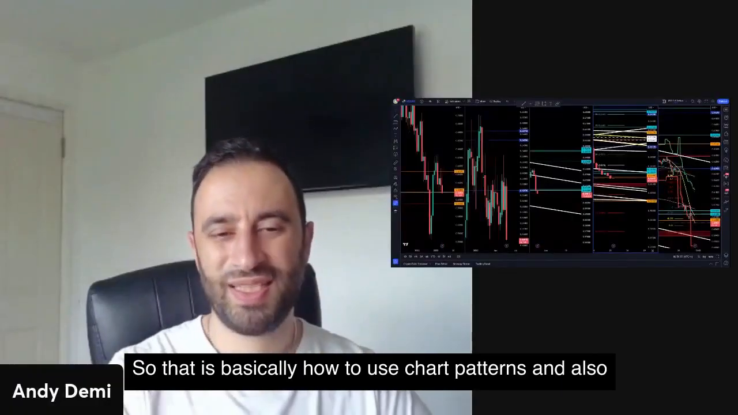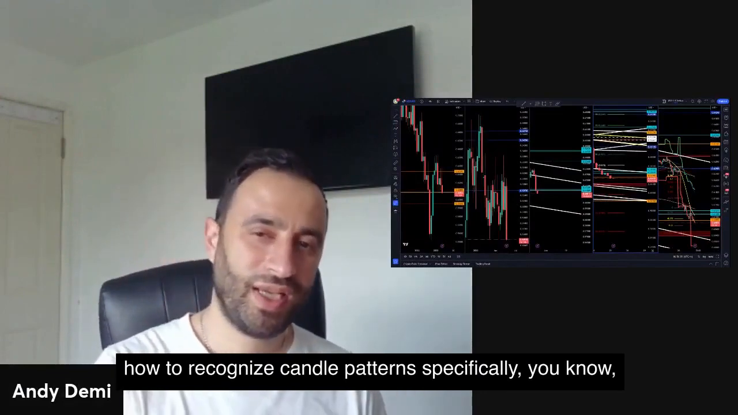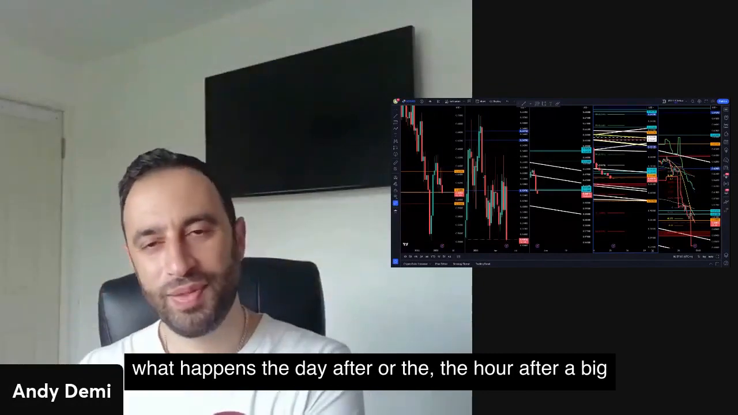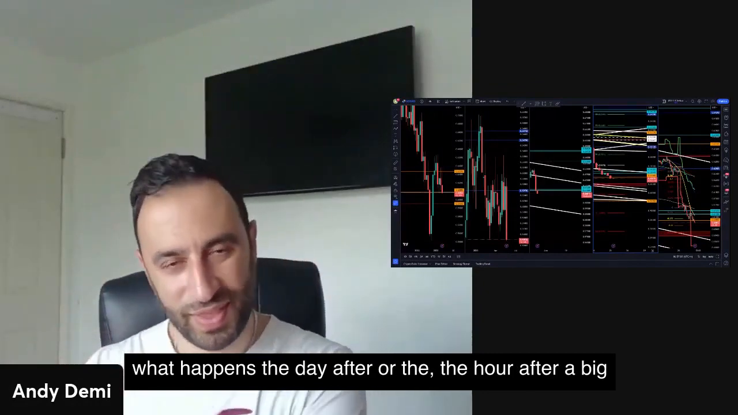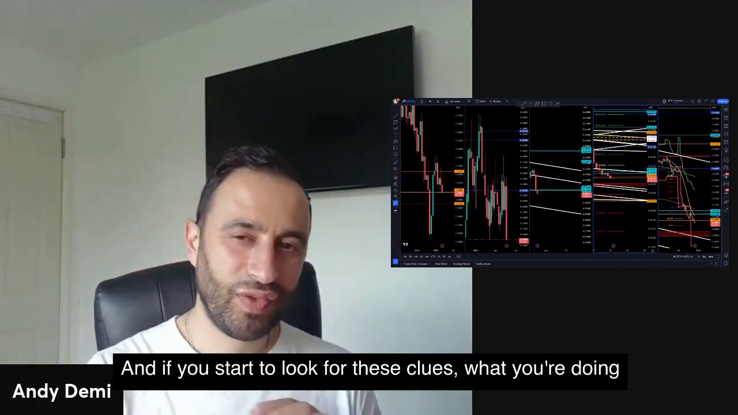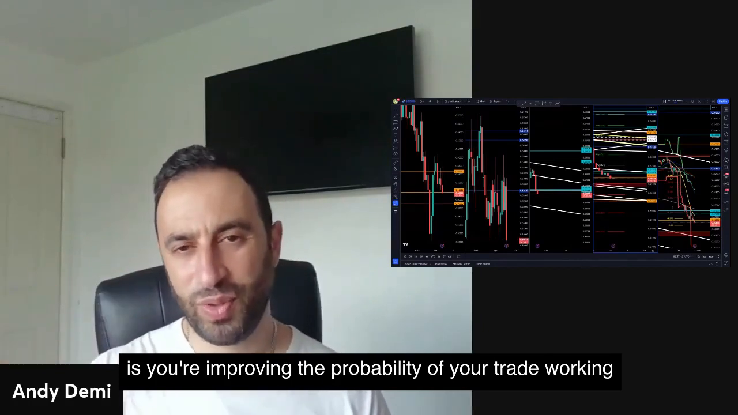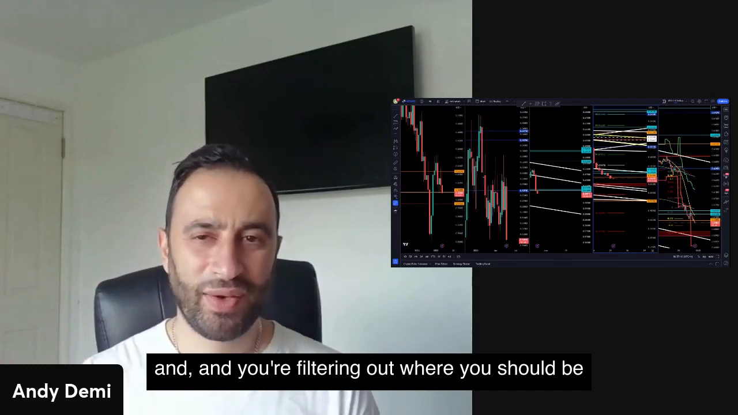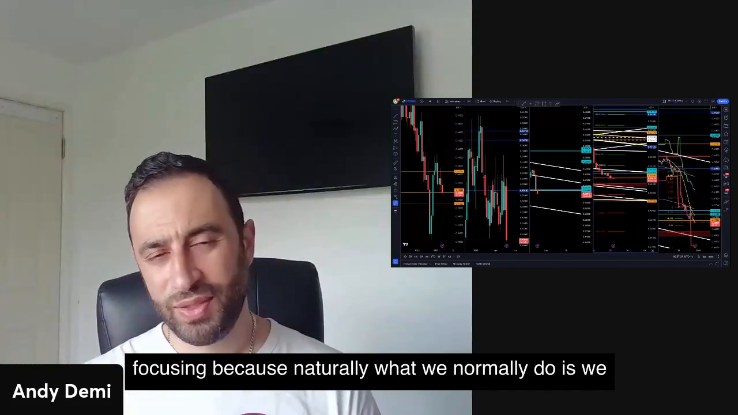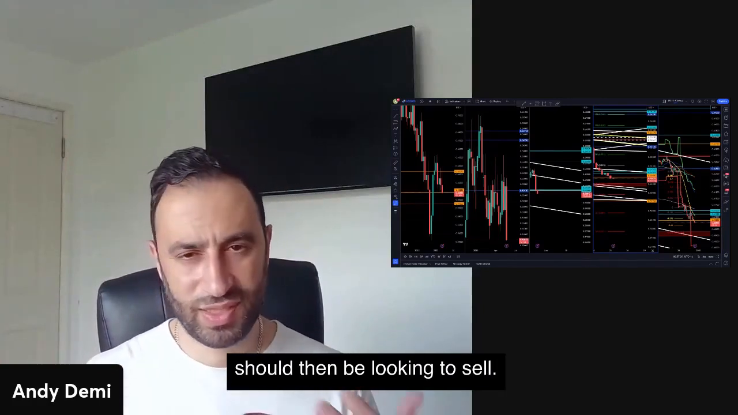So that is basically how to use chart patterns and also how to recognize candle patterns specifically. You know, what happens the day after or the hour after a big candle, as an example. And if you start to look for these clues, what you're doing is you're improving the probability of your trade working, and you're filtering out where you should be focusing. Because naturally, what we normally do is we say, well, the market's going down, the market's trending down, we should then be looking to sell.